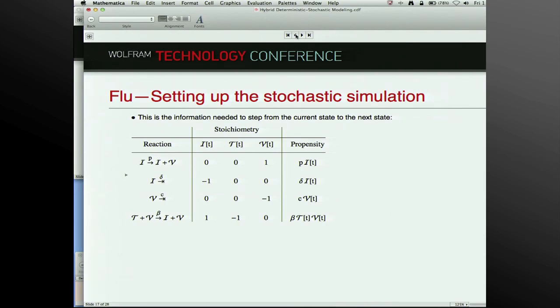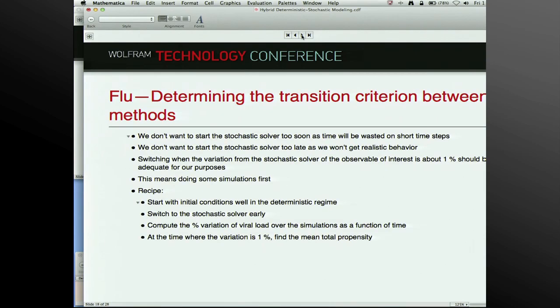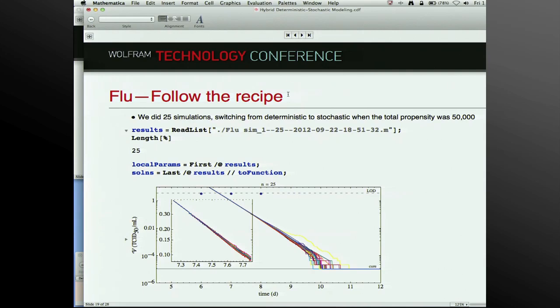Here's the information for the stochastic simulation for this model. And what we have to do here that's different is determine when we're going to switch over between deterministic and stochastic. So the way we do that is do a simulation that's going to be pretty much entirely stochastic for a short period of time to find out what the appropriate transition is.